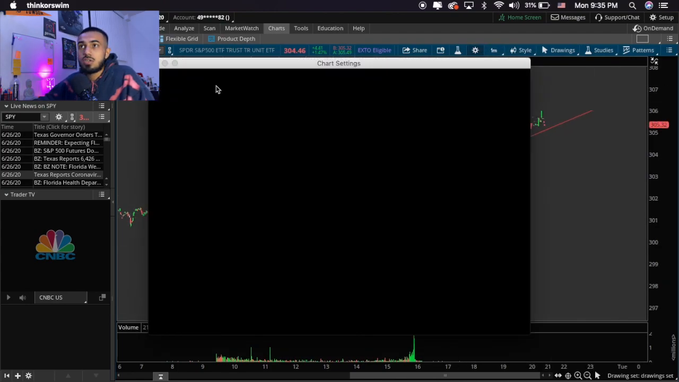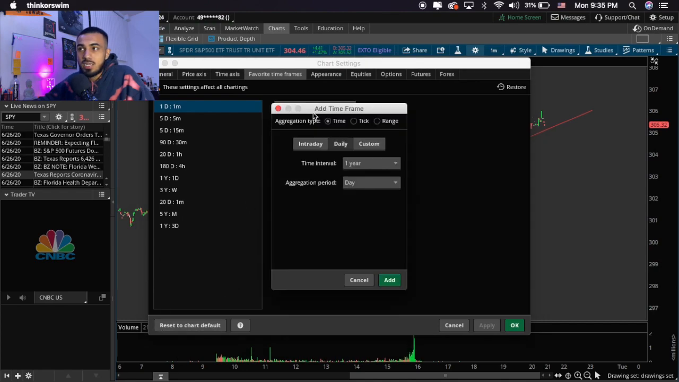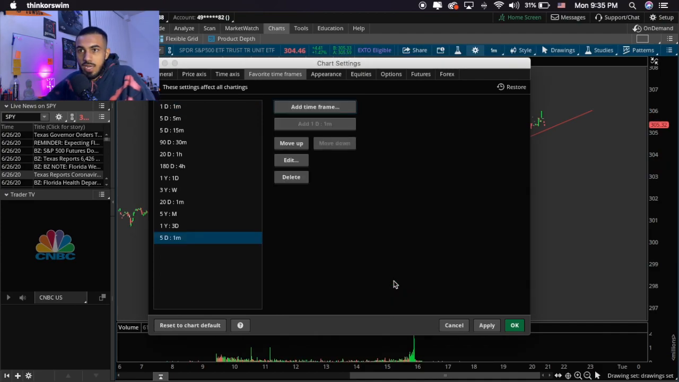All you have to do is go to favorite time frames, go to add a time frame, and then whatever it is, 5 years, 1 day, or 5 days. You can change this to 30 minutes, whatever it is. You can add, and then it goes right there. I had added 1 minute, but you get the vibes.